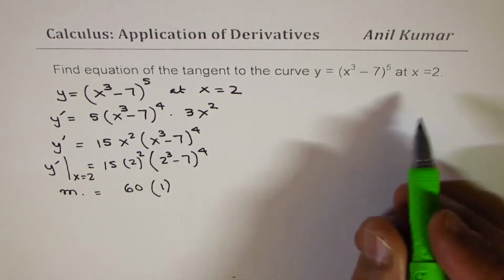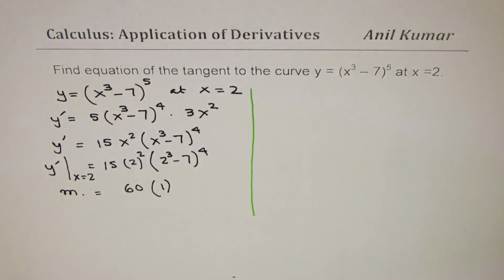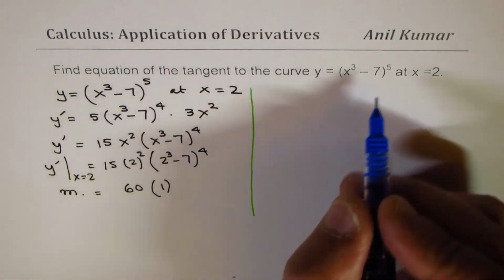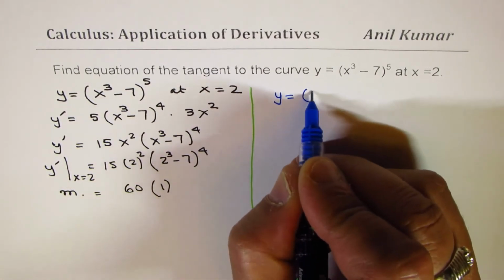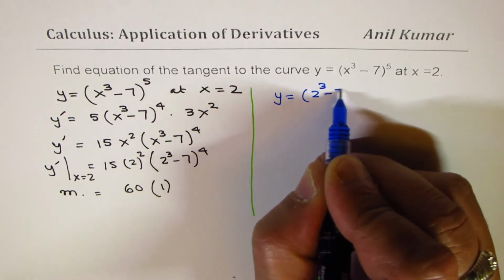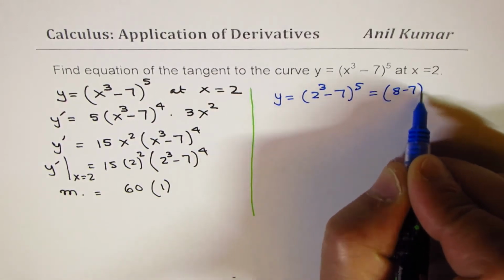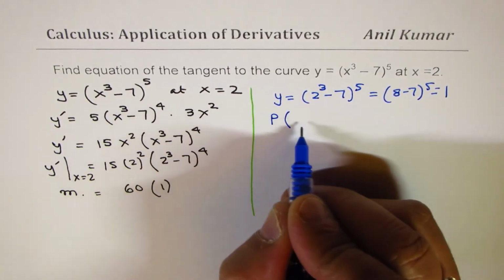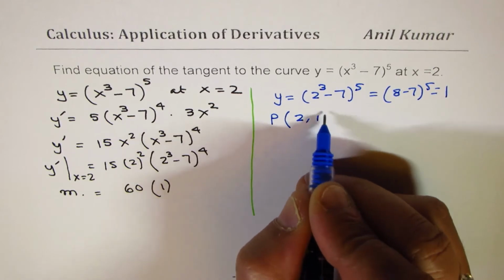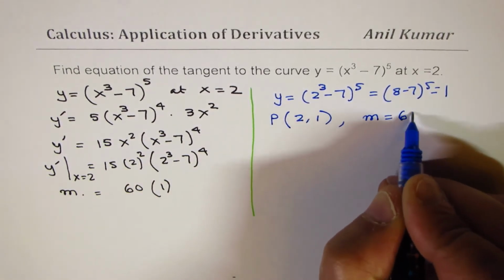Now once the x value is given, we need to find the y value also. Let's find the y value. Substituting x equals 2, we get y equals 2 cubed minus 7 to the power of 5, which is 8 minus 7 to the power of 5, which is 1. Therefore, the point, let's say P, is (2, 1). And we know that the slope m is 60.